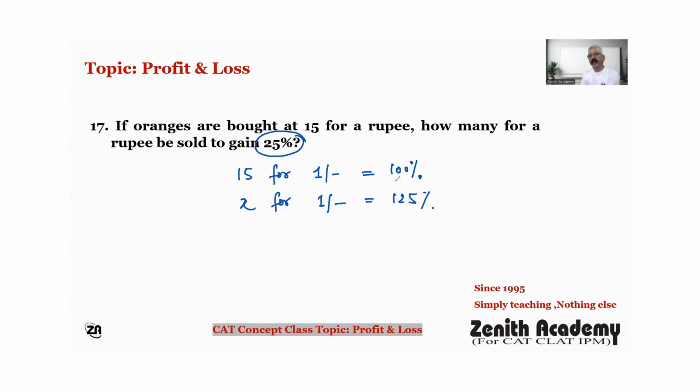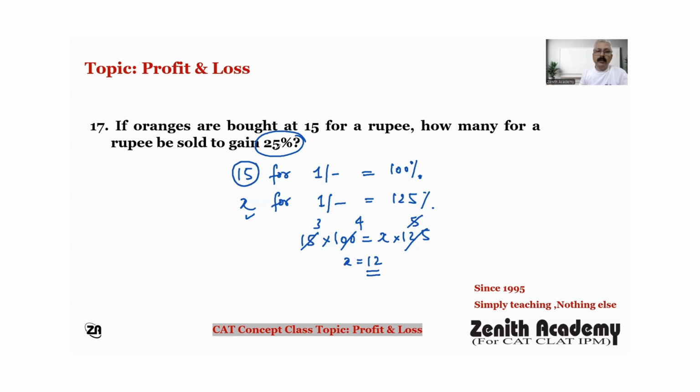Suppose I take X. So what is it? 15 is 100. So X will be what? 15 into 100 is equal to X into 125. 25 4 ja, 5 ja, 5 3 ja, X is equal to 12. You got it? Means actually this 15 is 125% in rupees 1.